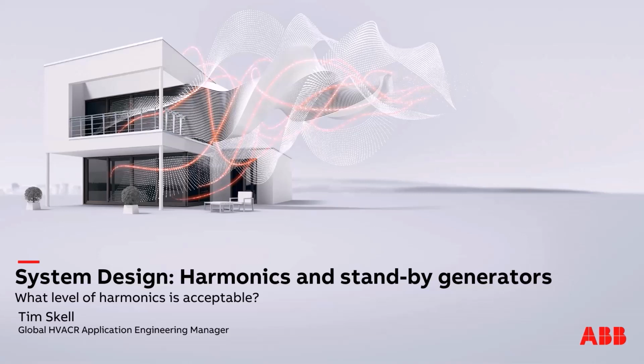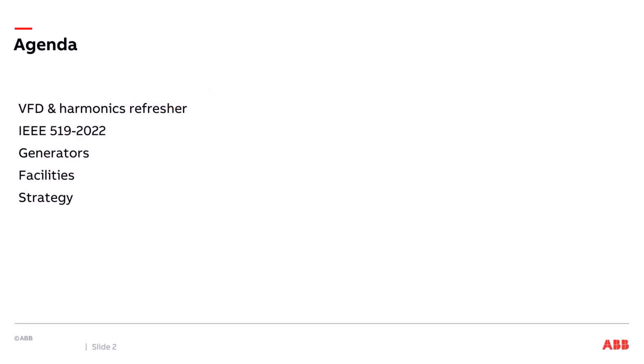Today we're going to talk about system design, specifically looking at harmonics and standby generators and what level of harmonics is considered acceptable. So we'll kick things off today with a quick refresher on VFD and harmonics. After those brief two slides, we're going to dive into IEEE 519 because you can't really have a harmonics conversation without bringing up IEEE 519.